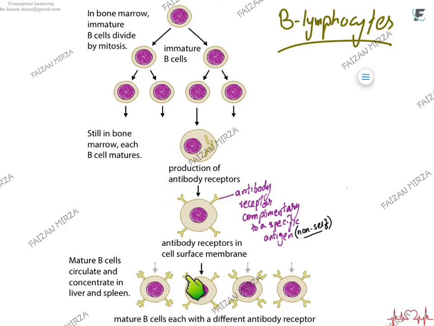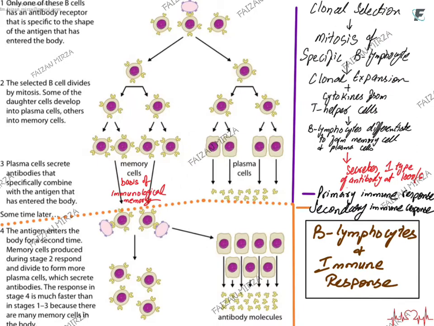This B cell would find an antigen which is complementary to this kind of antibody molecule, and you can see that each B lymphocyte has its own antibody receptor which is capable of coming across an antigen which it would respond to. So this is how your B lymphocytes are functioning.